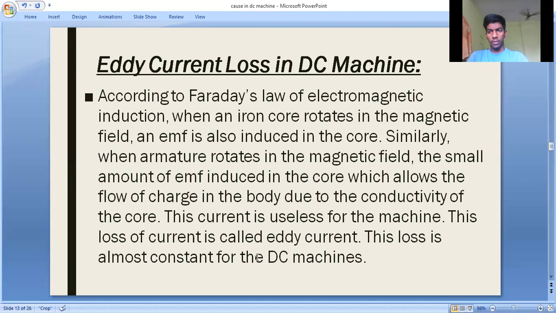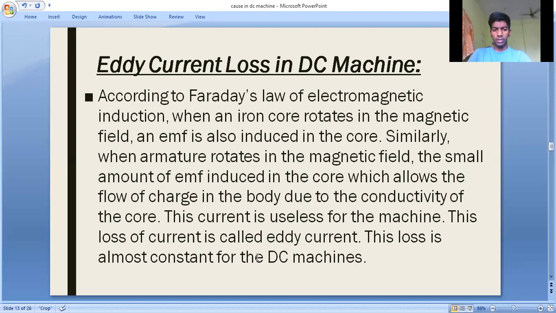According to Faraday's law of electromagnetic induction, when an iron core rotates in a magnetic field, EMF is also induced in the core. Similarly, as the armature rotates in the magnetic field, a small amount of EMF is induced in the core, which allows the flow of charge in the body due to the conductivity of the core. This current is usually formed in the machine.